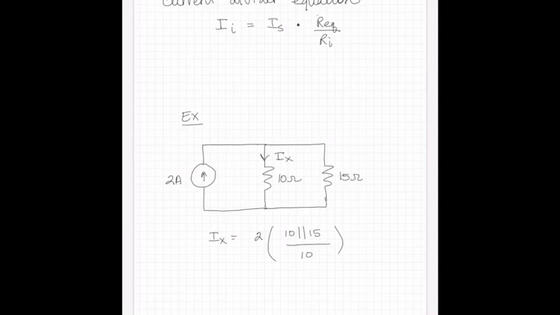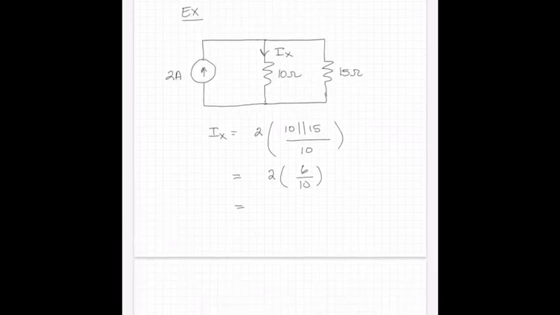Okay, so this is going to equal 2 times 10 in parallel with 15 is 6. And you'll start to recognize those. When I can, I try to use whole numbers. Doesn't always work out that way. 6 divided by 10, so this is going to be 1.2 amps. Okay, the passive sign convention is holding because, and it's sometimes easier to see on the current dividers, this current 2 amps is flowing into this node. The only choices are for the current to flow out.